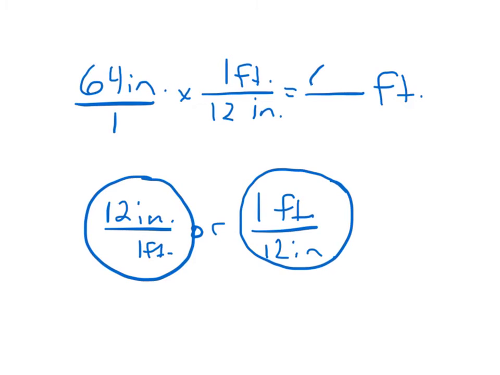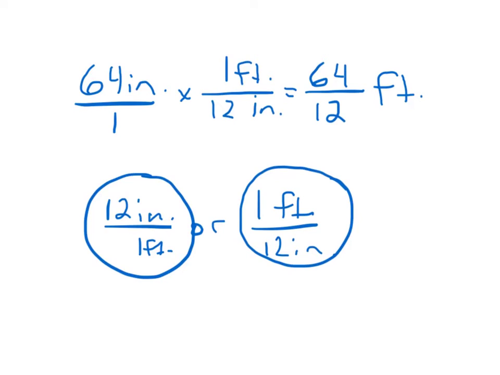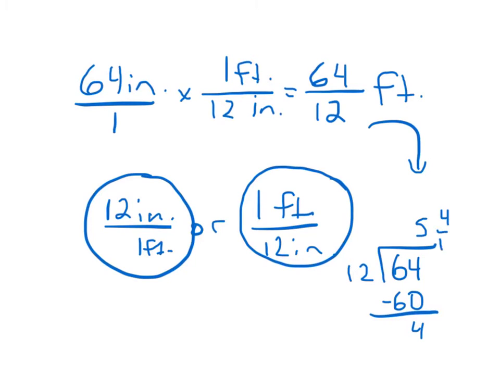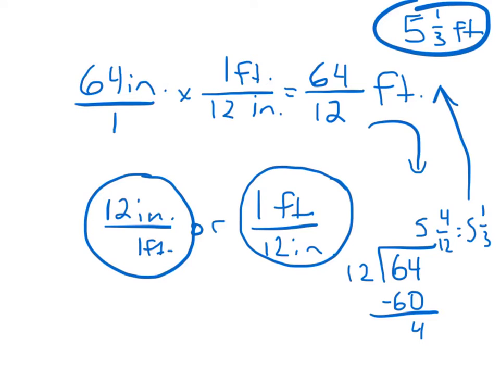Now I can multiply. 64 times 1 is 64. 1 times 12 is 12. I'm not done here because I have to reduce this number. So we can do 64 divided by 12. Let's see. 12 times 5 is 60 feet. I'm going to have 4 twelfths left, which reduce to 1/3. Don't have enough room down here, so I'll write it up here. My final answer would be 5 1/3 feet. So 64 inches is 5 1/3 feet.